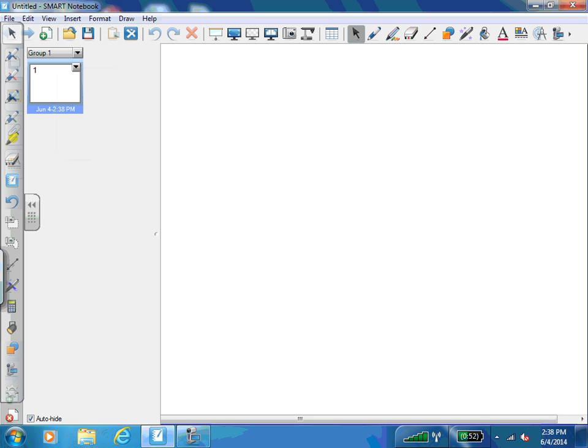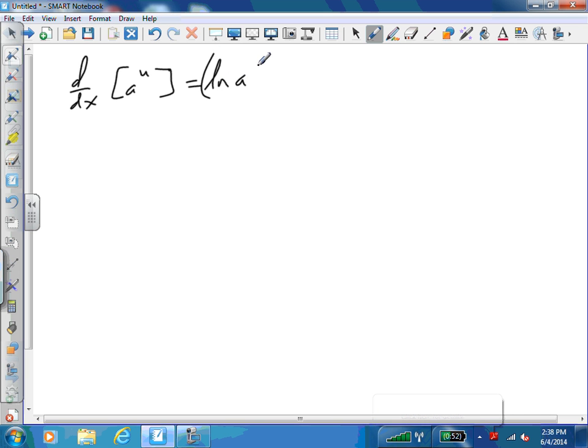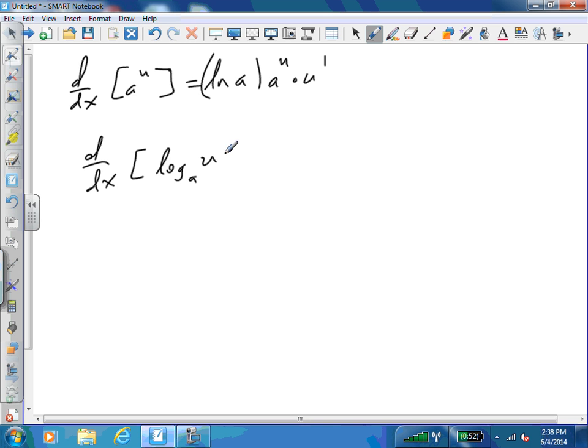Alright, so let me write those out real quickly on here. So the derivative of that, natural log of the base, a to the power times u prime. Natural log, or log a of u, 1 over natural log u prime over u.